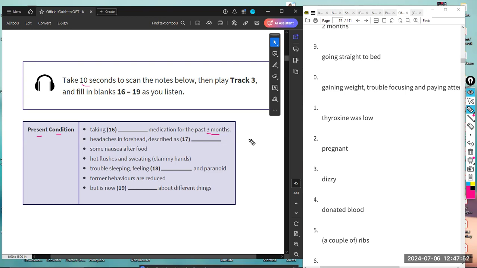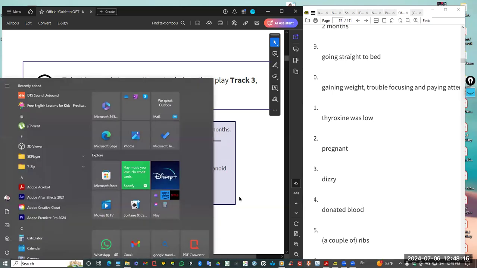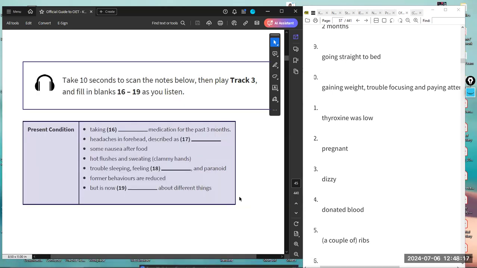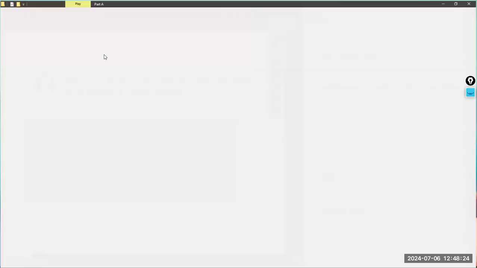So, paranoid absolutely is a keyword, for example. Okay, flushes, clammy hands is a keyword. Okay, so let's start listening. The recording is recording 3. This is not a real exam. I'm just trying to give you the chance to get the idea about the recording, Joel, okay? Now track 3, let's listen. Don't lose the speaker, please.